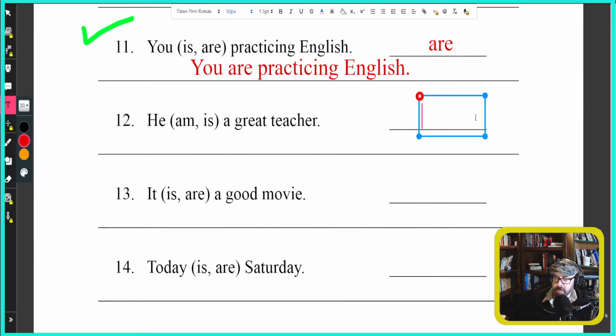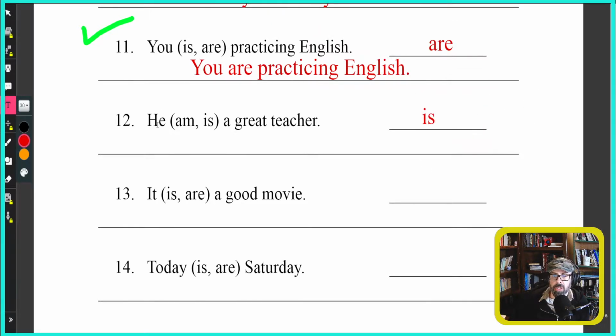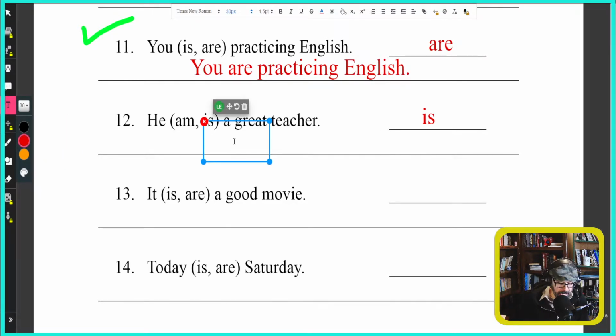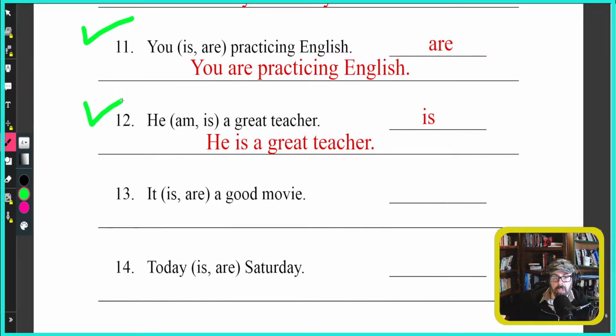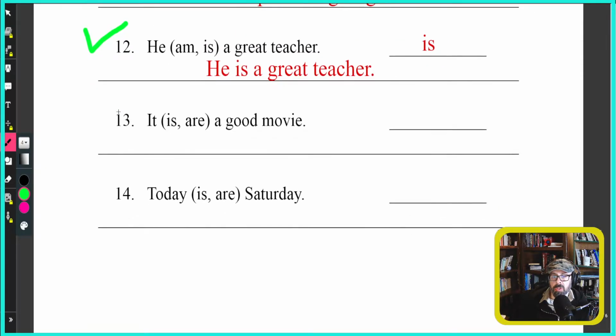Am or is. Okay, correct answer. He is a great teacher. Okay, writing the full statement correctly as a sentence. He is a great teacher. Period. Okay. That's 12. 13.